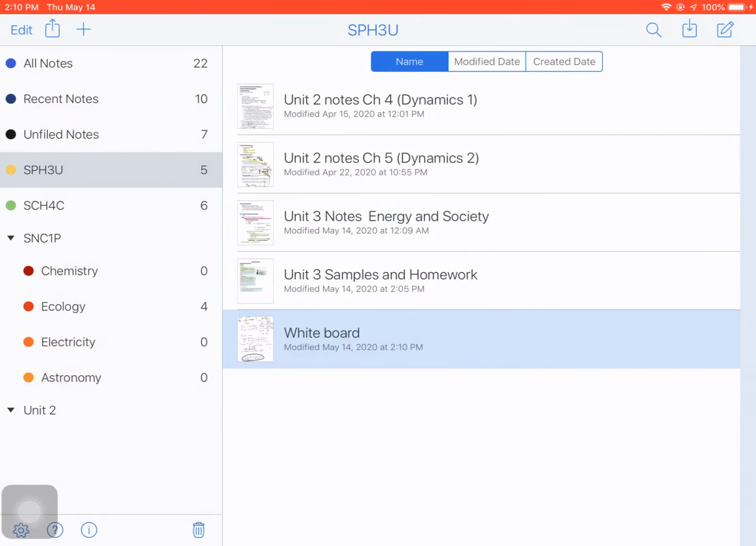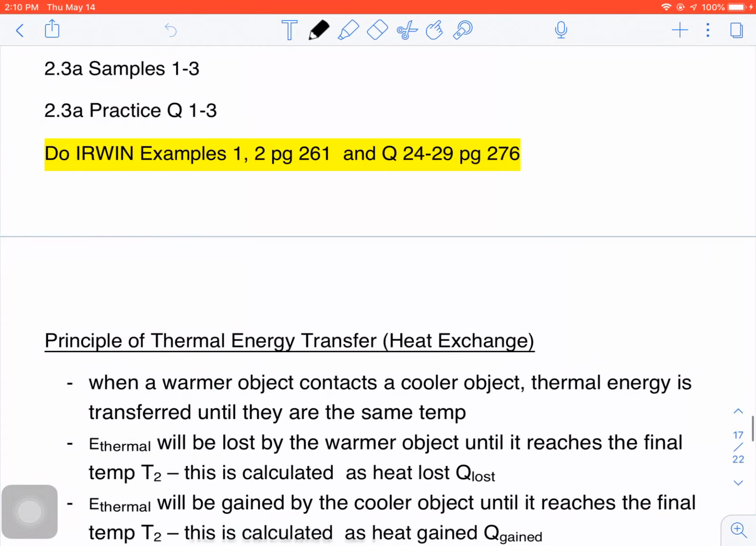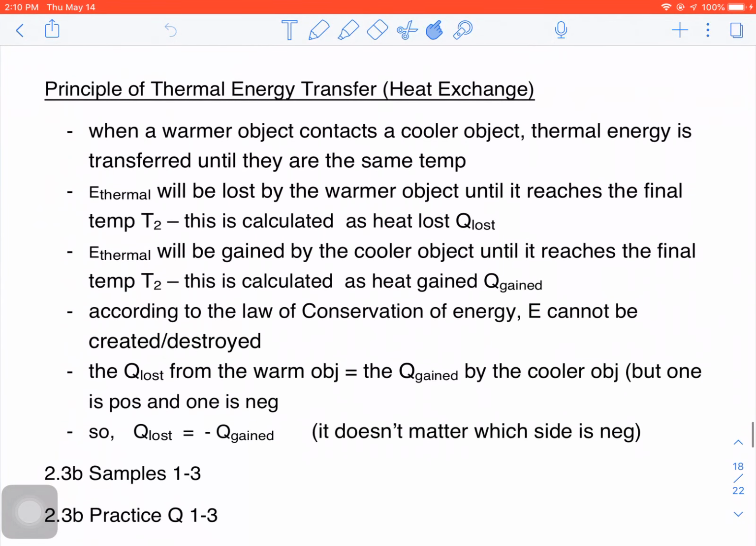Okay, so I want to move today to 2.3b. 2.3b is really just a short little note, which is an extension. So here it is. This would be 2.3b, and it's called the principle of thermal energy transfer, or the law of conservation of thermal energy.